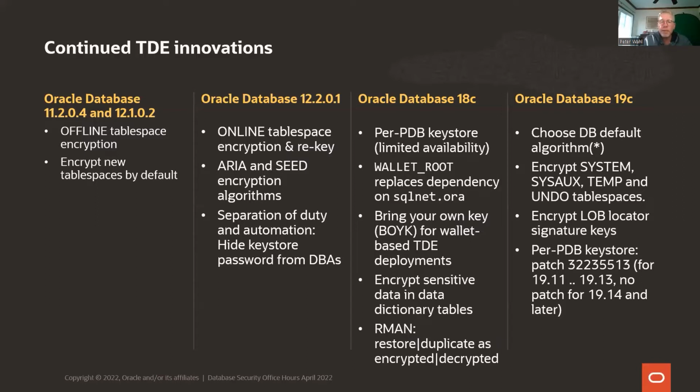And finally, the per-PDB key store has been released for everyone, everywhere with the Enterprise Edition, except in other clouds. So you can use per-PDB key store on legacy hardware, on-prem, wherever you like. In 19.11, 12, and 13, you need a patch, and in 19.14, it's finally baked into the release update. You don't need a patch anymore.